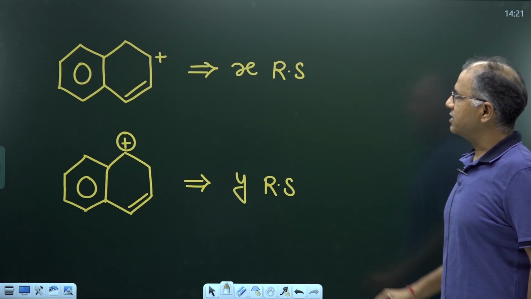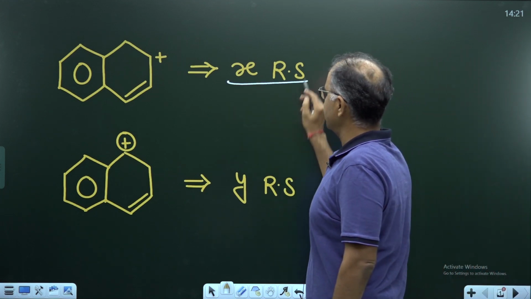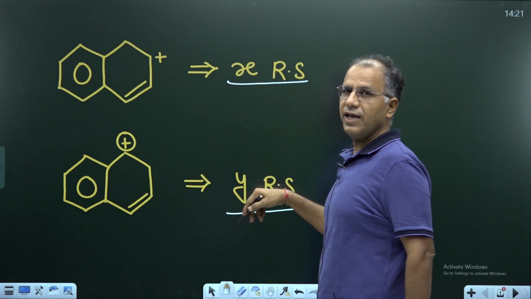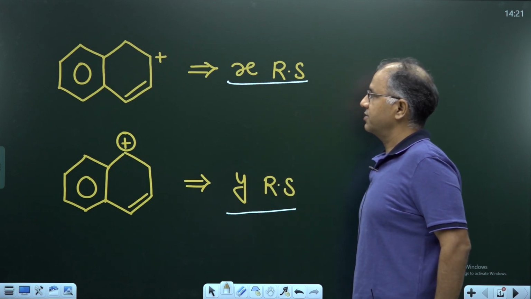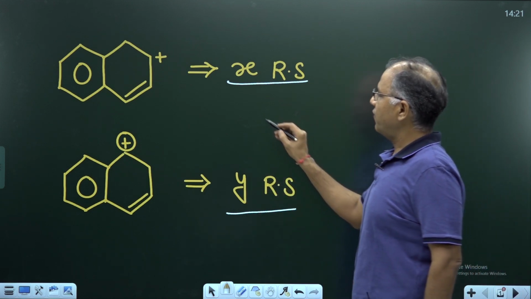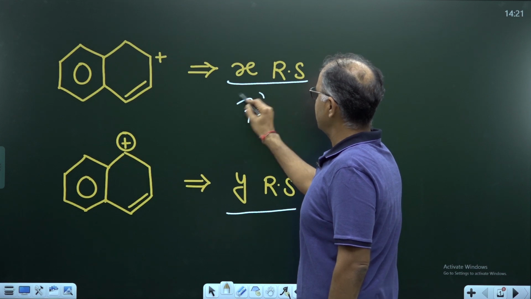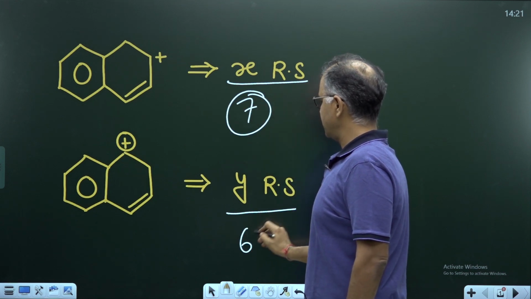How many resonating structures will form for this? This is X and this is Y. What is X and Y? X and Y are the number of resonating structures. The answer of X is 7 RS and Y is 6 RS.